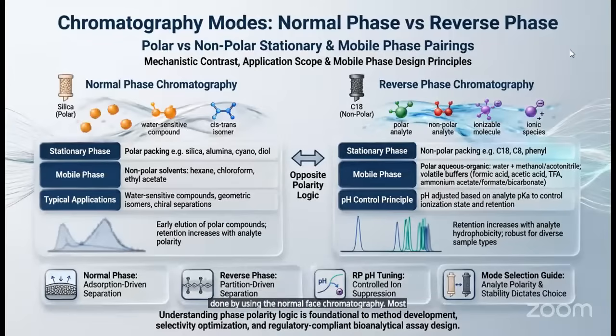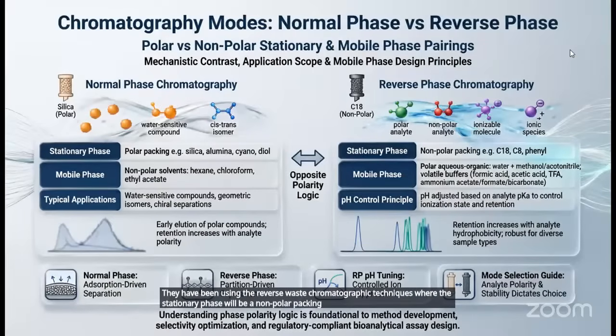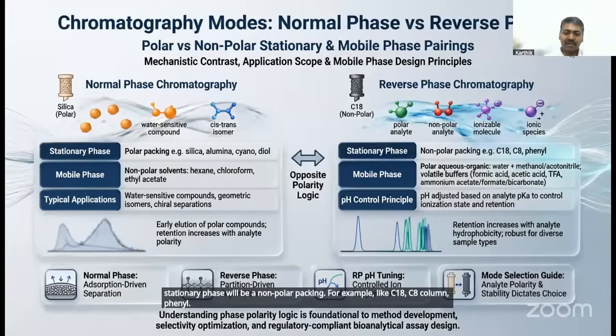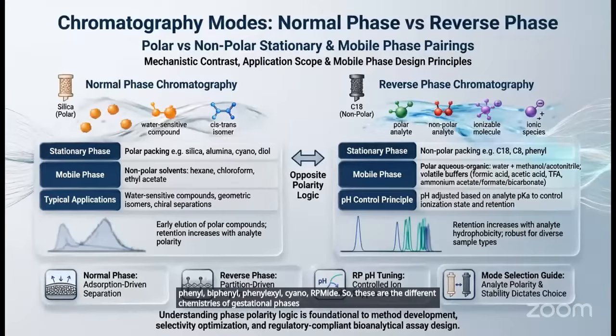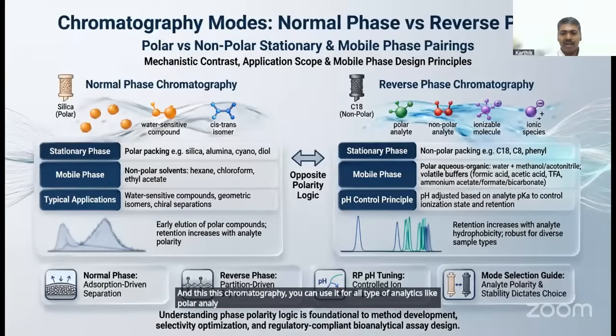Most industries use reverse phase chromatographic techniques, where the stationary phase is a non-polar packing, for example C18, C8 column, phenyl, biphenyl, phenyl hexyl, cyano, RP-amide. These are the different stationary phase chemistries that can be used. Reverse phase chromatography can be used for all types of analytes like polar, non-polar, ionizable molecules, and ionic species as well.